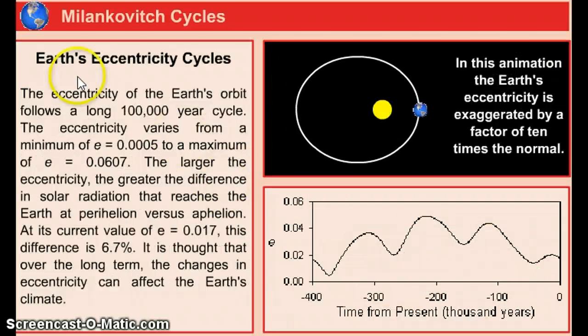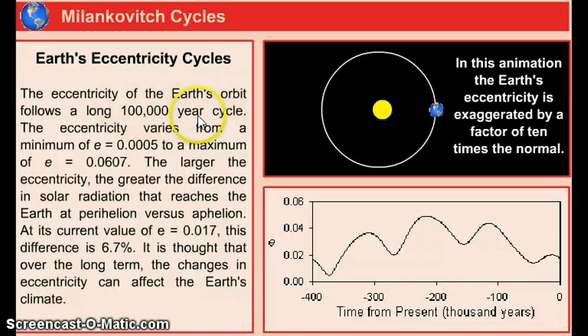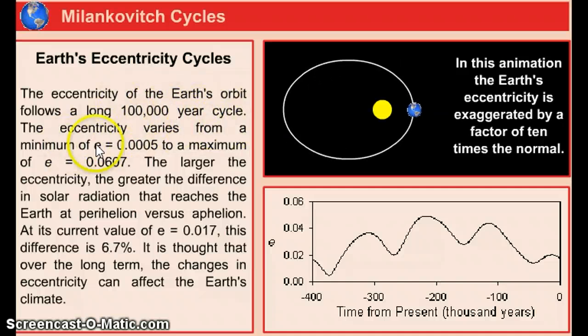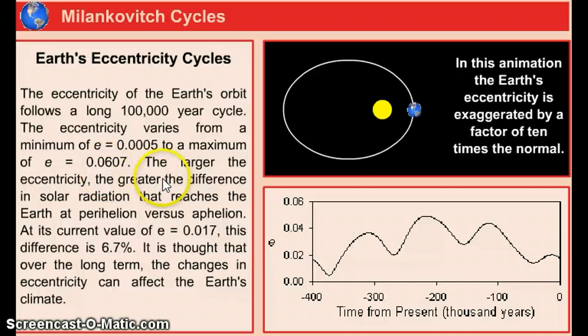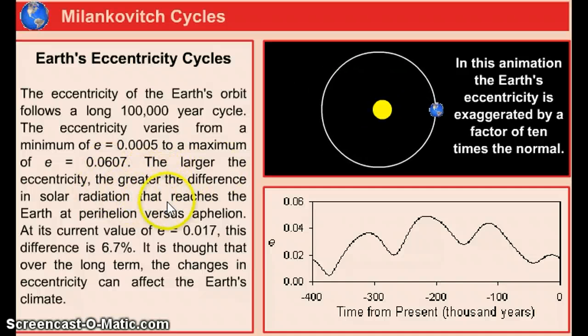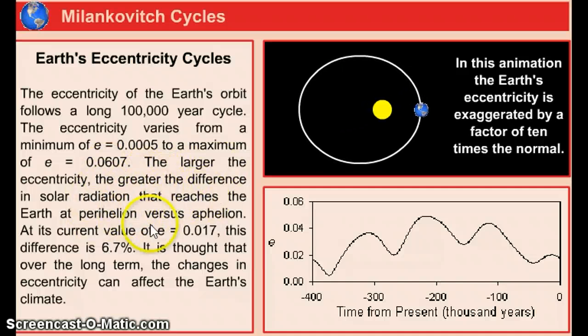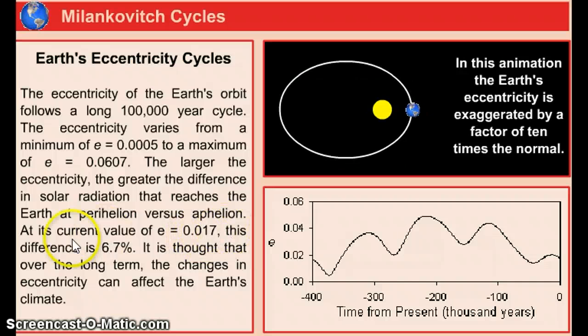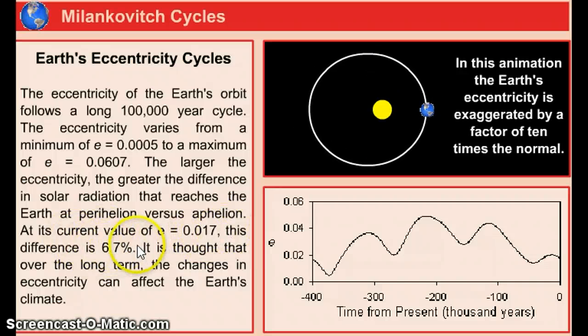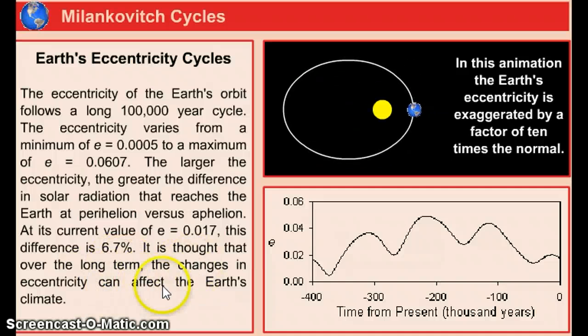So, eccentricity cycles. These eccentricity cycles follow about a 100,000 year cycle. The eccentricities vary from a minimum of 0.0005 to a maximum E value of 0.0607. The larger the eccentricity, the greater the difference in solar radiation that reaches the Earth at perihelion versus aphelion. At its current value of E equals 0.017, this difference is 6.7%. It is thought that over the long term, these changes can affect Earth's climate.